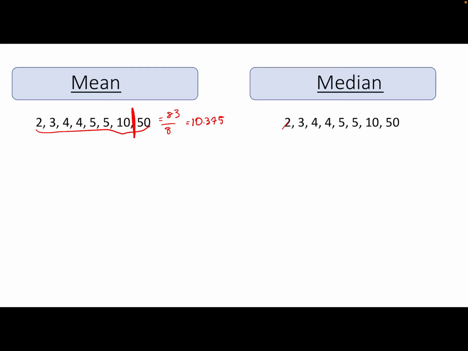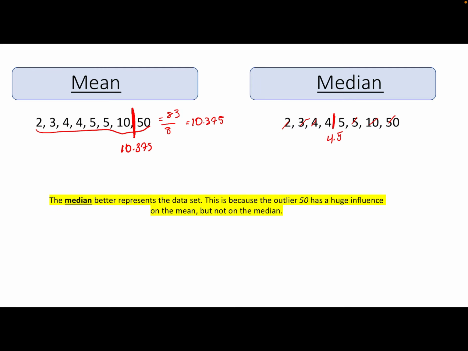If I'm going to find the median, I know I'm going to cross off until I get to the number in the middle. So now if I'm looking here, which number, 10.375 or 4.5, better represents the data as a whole? So the median is a better representation here. If you think back to what number you picked at the beginning, it was probably close to 4 or 5 because it was closer to all of the other numbers in the data set.